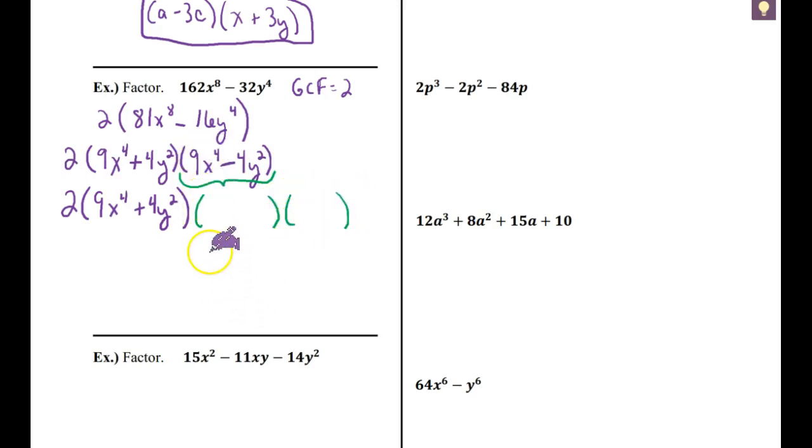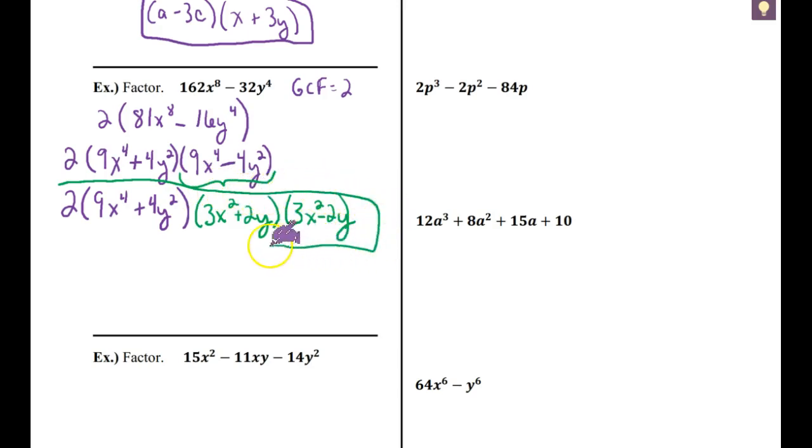So what times itself would give me 9? 3 times 3. Take my x to the fourth, divide the 4 by 2. So the x squared times x squared. They're conjugates, so I do the plus and the minus. And then take the square root of 4, I get 2. And then y times y would give me y squared. And now this whole thing all together is completely factored.